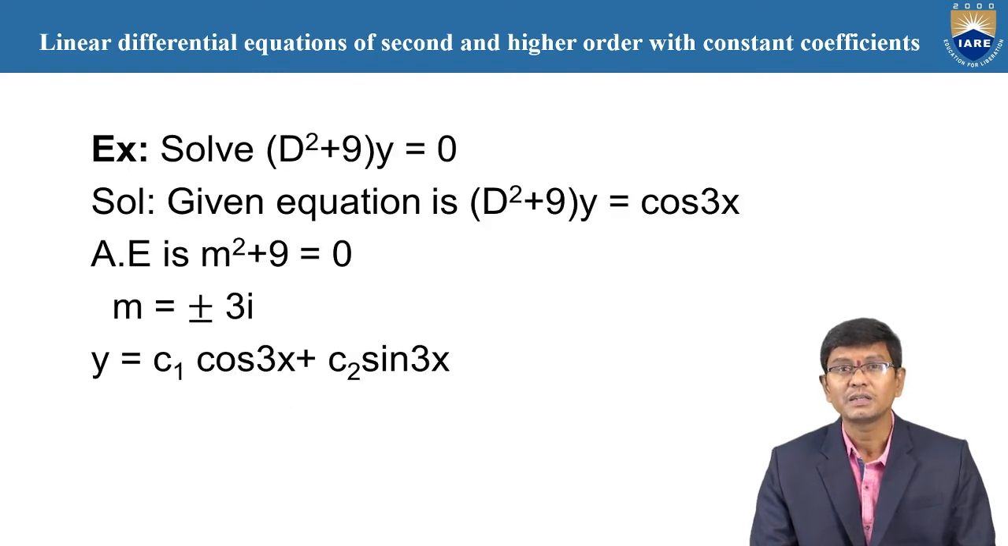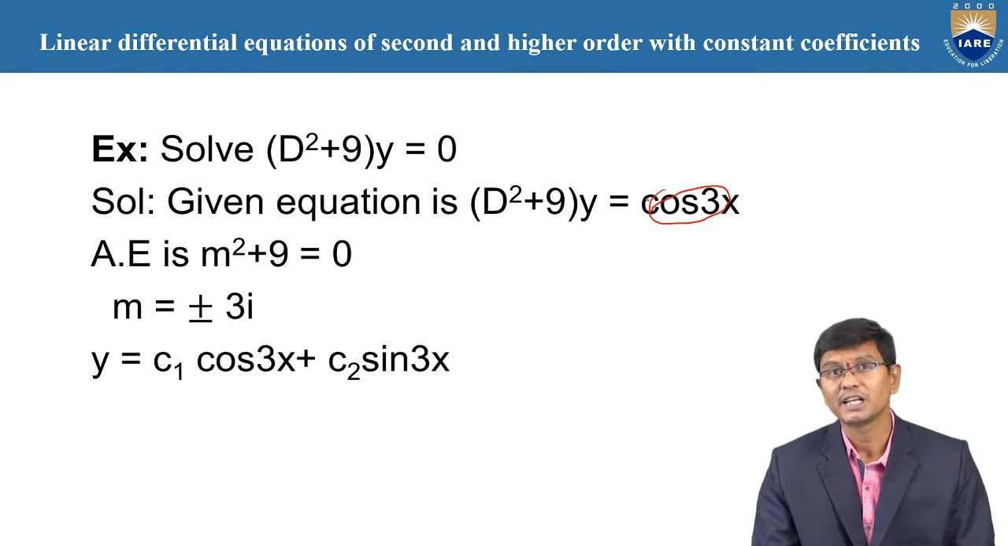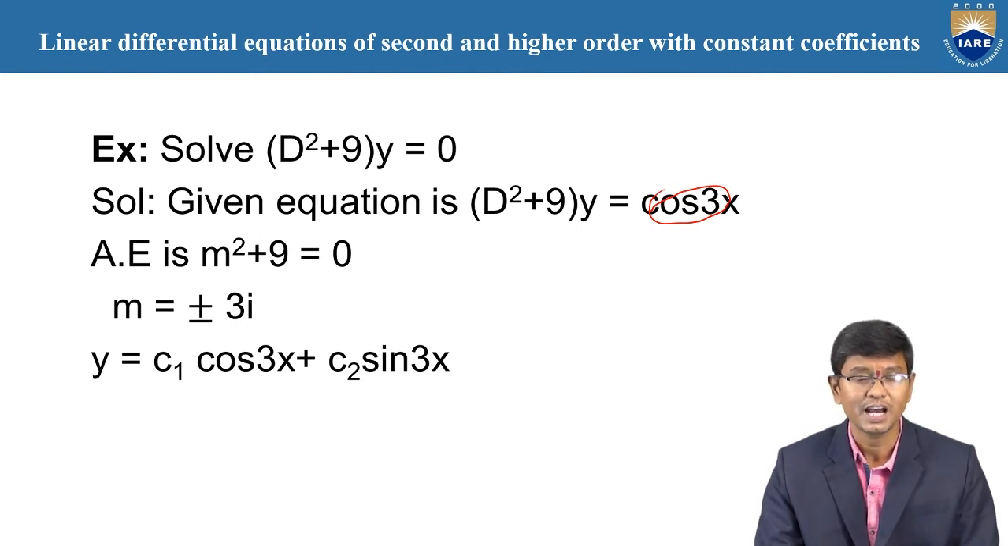Solve (D squared plus 9) y is equal to 0, and here also the differential equation is f of D into y is equal to (D squared plus 9) y is equal to 0. Therefore, the auxiliary equation of the differential equation is m squared plus 9 is equal to 0. Here, the equation is second order only. Therefore, solving the equation, m is equal to plus or minus 3i. And here, plus or minus 3i is complex and unrepeated, that is nothing but alpha plus or minus i beta.